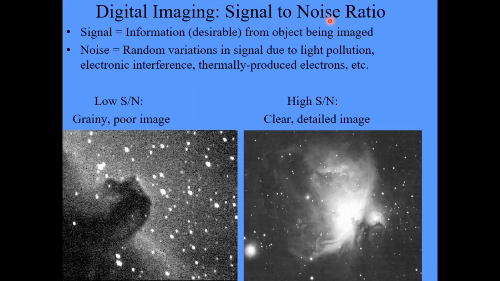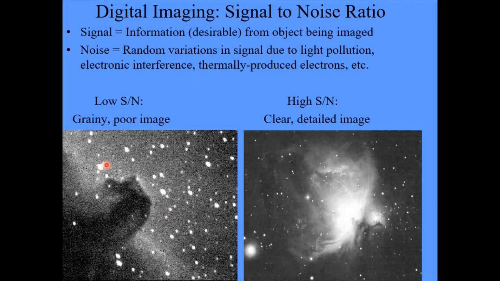And that's normally not a problem if you're taking pictures in bright daylight. But when we're doing astrophotography, when astronomers are taking pictures, the signal is always very weak because they're looking at far away, very faint objects at night. So the noise can actually be greater than the signal.